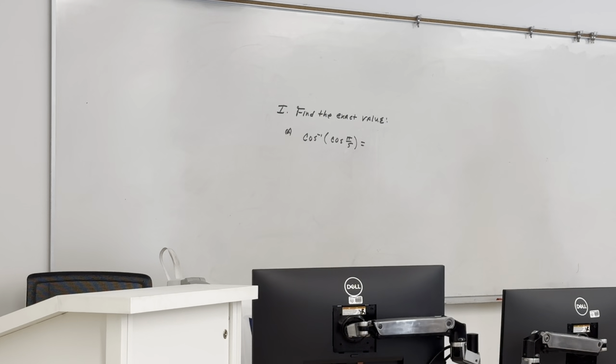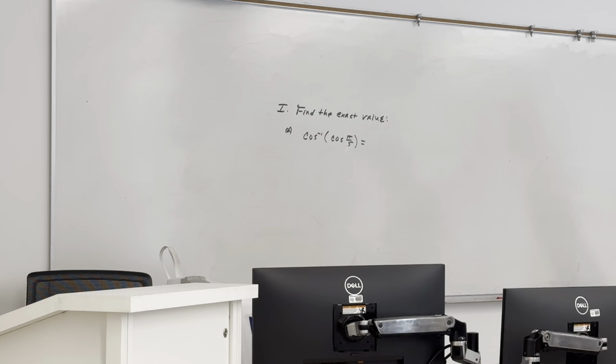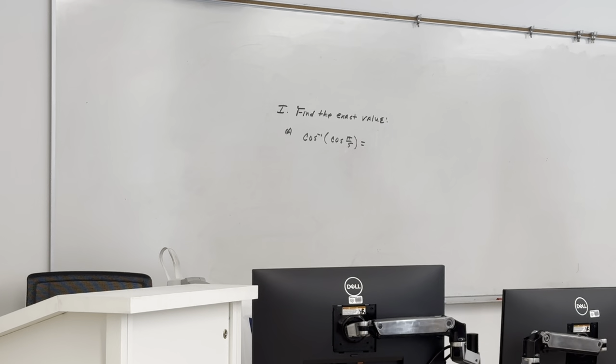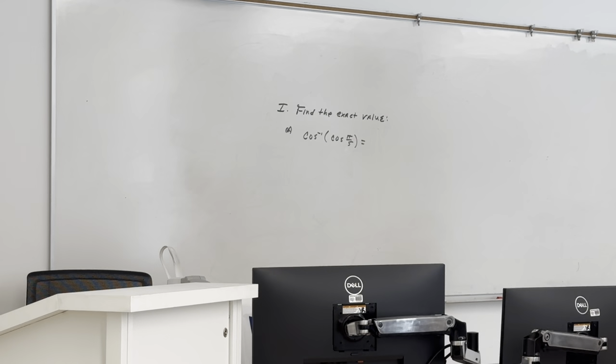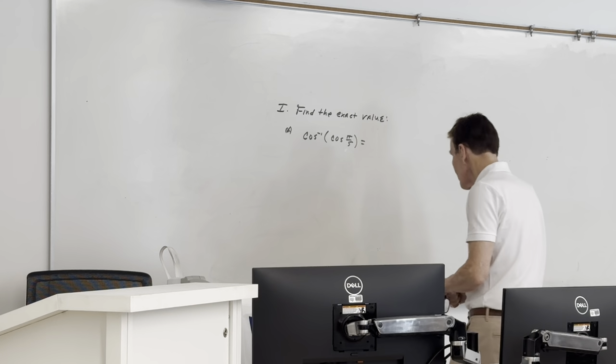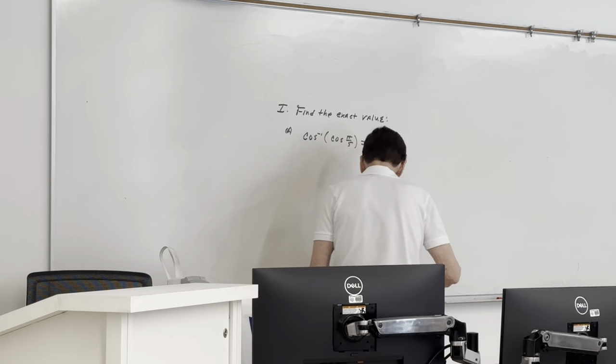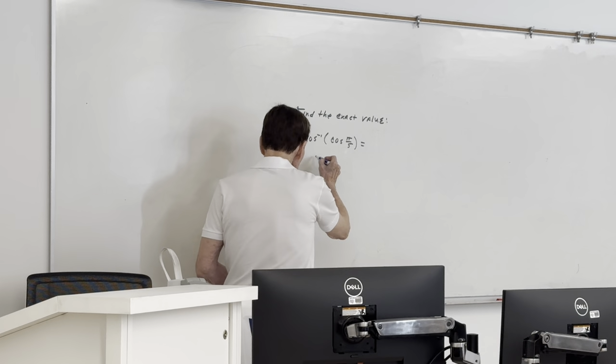It looks strange. It says find inverse cosine of cosine of pi over 5. Who can tell me where I am headed? Nima. This is following the rule that says f of f inverse is x. So in this example, it's going to be pi over 5.